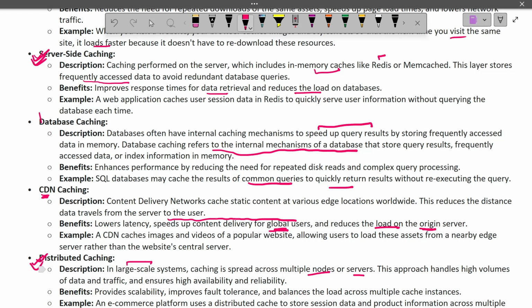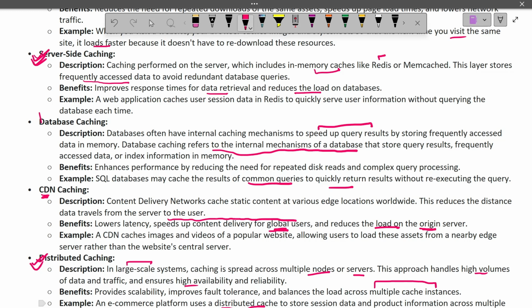So this approach will handle the high volumes of data and traffic across the multiple nodes, again ensuring availability and reliability, because we have multiple cache instances. Whenever any data is required from any of the cache servers, it will function as a distributed cache and it will be able to get me whatever data is required, even if I have a spike in traffic, even if I have peak traffic, or whatever be the case.